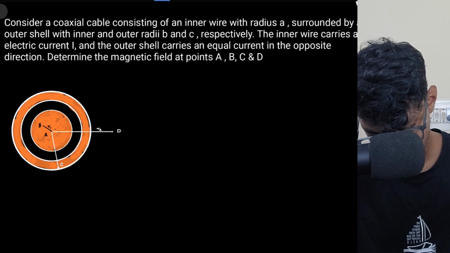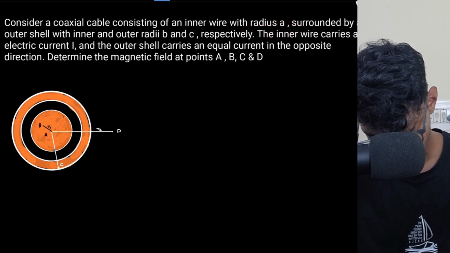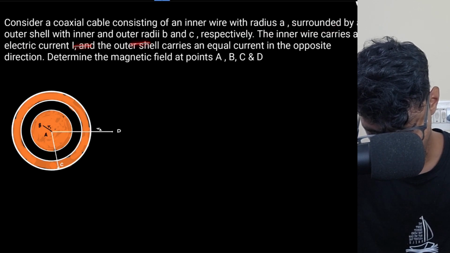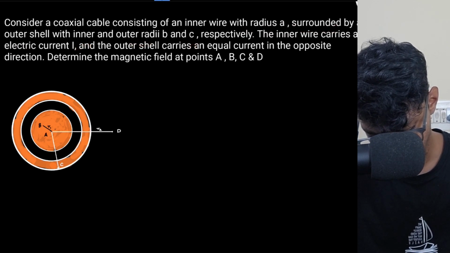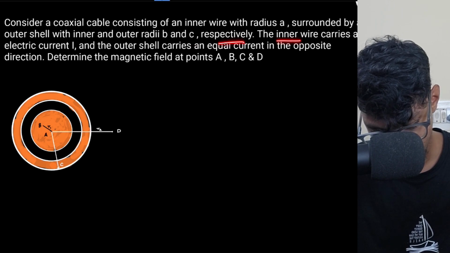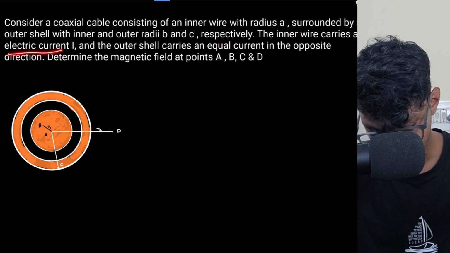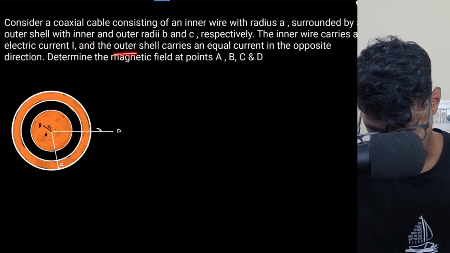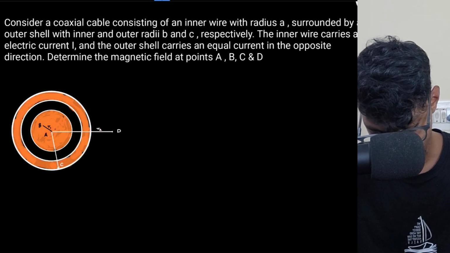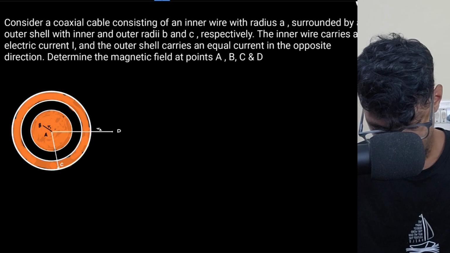What are they telling? Small a, and surrounded by an outer shell with inner and outer radius b and c, respectively. The inner wire carries an electric current I, and the outer shell carries an equal current in the opposite direction. This carries an equal current in the opposite direction, and this carries an equal current in the same direction. Okay, fine.